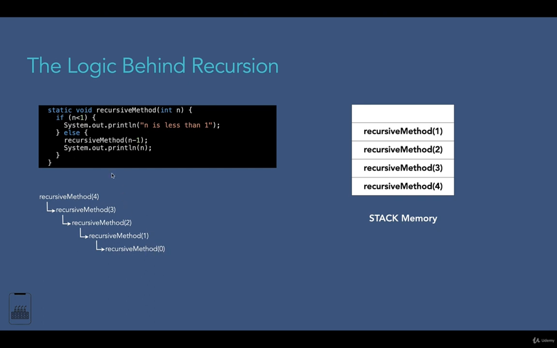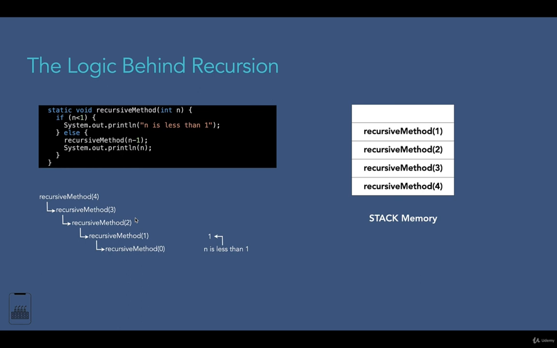When we reach the parameter of 0, we see that it's less than 1. So we need to print out that n is less than 1. After printing it, we need to come back to the previous method. The previous method in the stack memory is the recursive method with the parameter of 1, because the last method that we inserted in the stack memory has to come out first. So this method will come out, and we will call this method. When we call it, we need to print out n. In this case, n is 1. So we have printed out n.